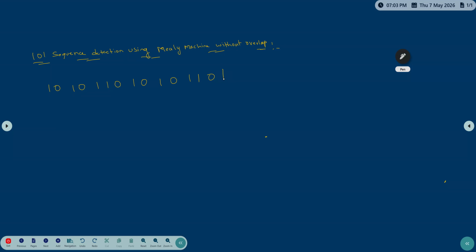Suppose we apply the logic manually: in this data, this is one time. After this, one time. Second time. After this is the third. This is the fourth. This is without overlap.